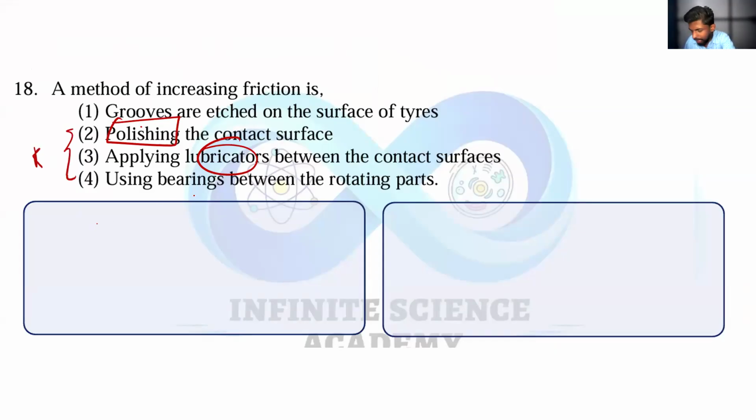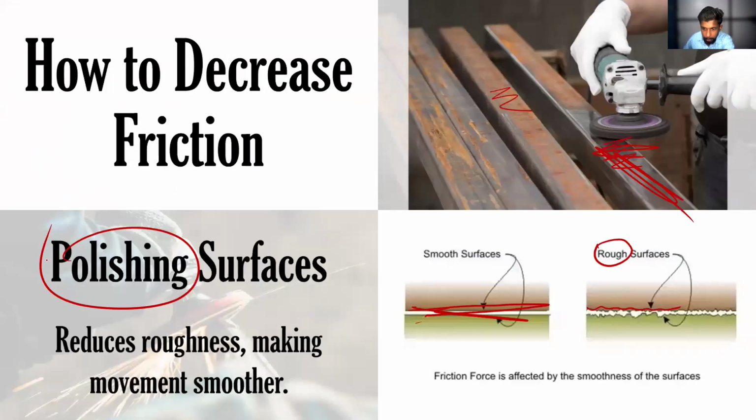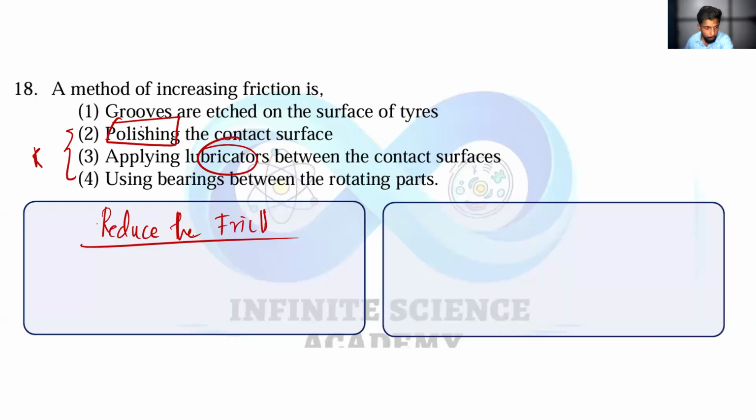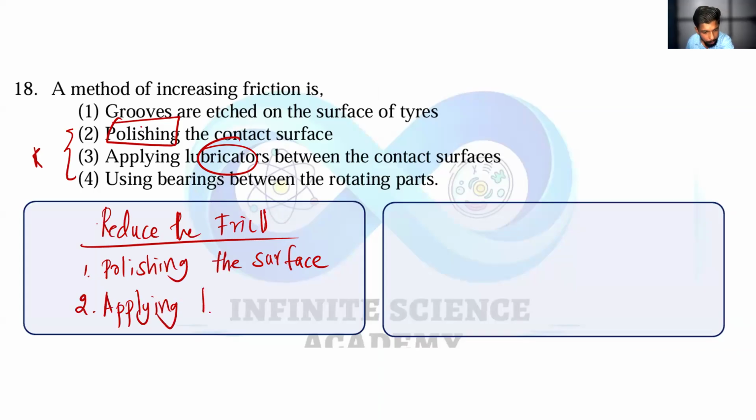Now in the box here, you can mark that one. How to reduce the frictional force? By polishing the surface. You can note down this one in your paper, right? Polishing the surface, and applying lubricants, and ball bearings.